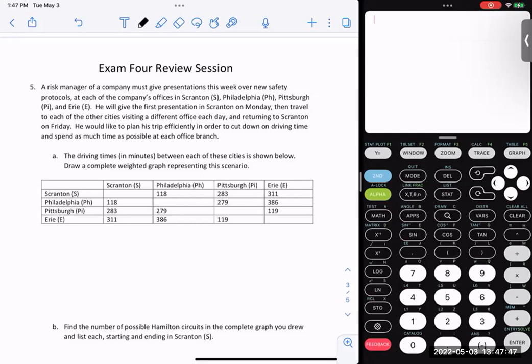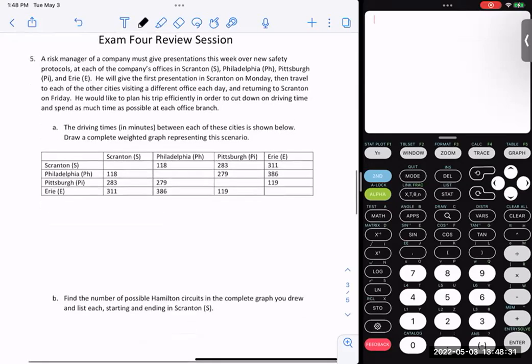In this one, it says a risk manager of a company must give presentations this week over new safety protocols at each of the company's offices in Scranton, Philadelphia, Pittsburgh, and Erie. He will give the first presentation in Scranton on Monday, then travel to each of the other cities, visiting a different office each day, and then returning to Scranton on Friday. He would like to plan his trip efficiently in order to cut down on driving time and spend as much time as possible at each office branch. The driving times in minutes between each of these cities are shown in the table. And so we're going to start by just drawing a complete weighted graph representing this scenario.